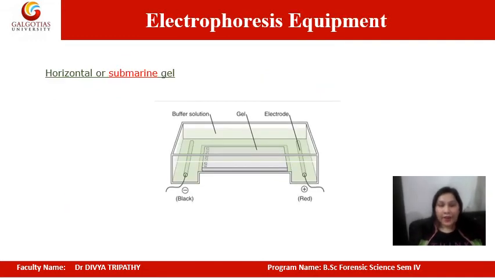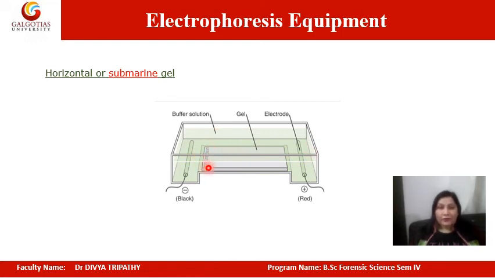Now, let's have an idea about the electrophoresis equipment. You can see this is an electrophoresis system. We have a negative electrode on the left-hand side and a positive electrode on the right-hand side. As I already told you, the positive electrode is the anode and the negative electrode is the cathode. We have a gel plate here, and this whole system is filled with a buffer solution.